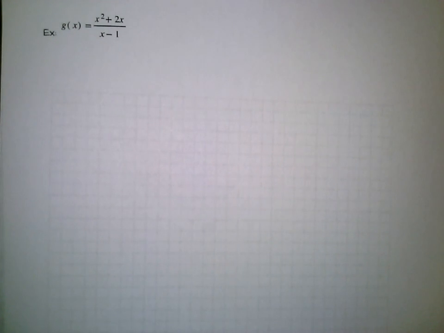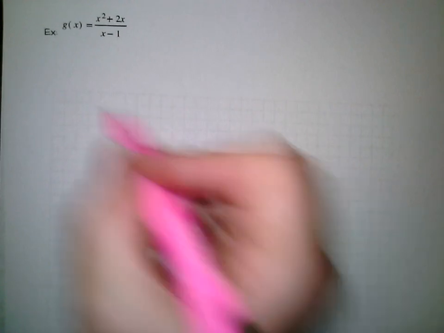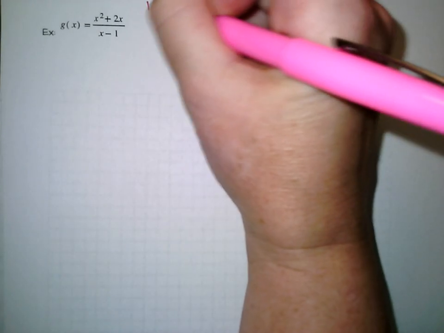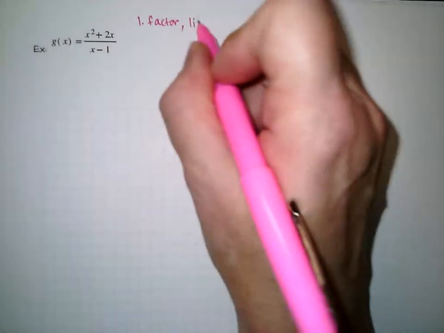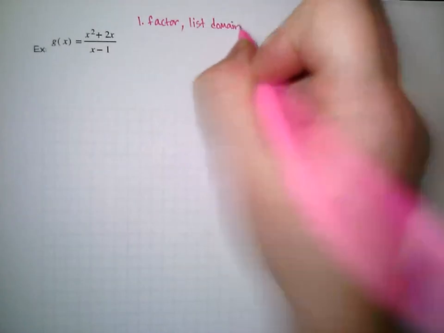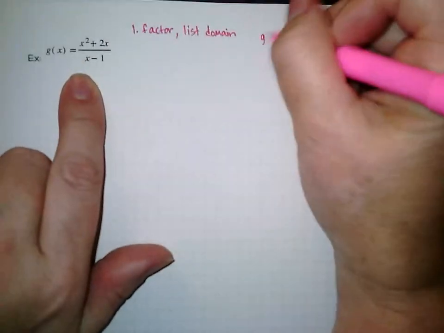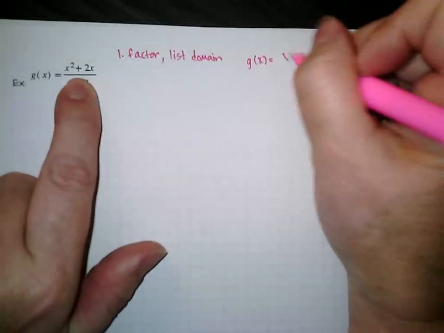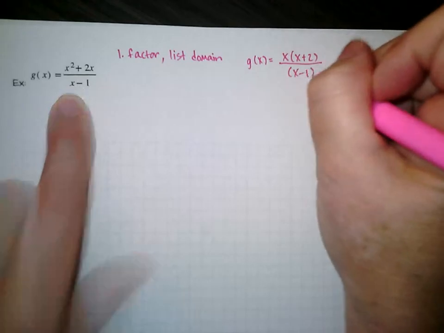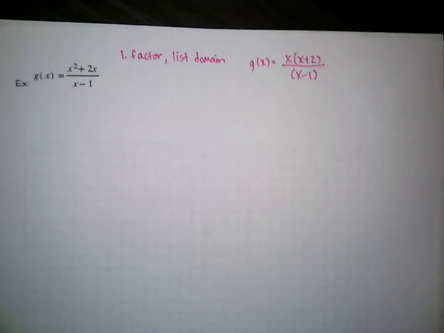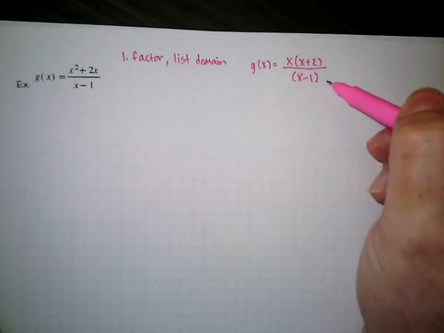We are back to pick up another example of graphing a rational function with all of the details. So it's like following the 7-step or 6-step method. The first step that we had done was we were going to factor and list the domain. Okay, so g of x would equal, there's a GCF of x, so x times x plus 2, and the denominator stays x minus 1. So there's this factoring. Then what we need to do is list the domain.